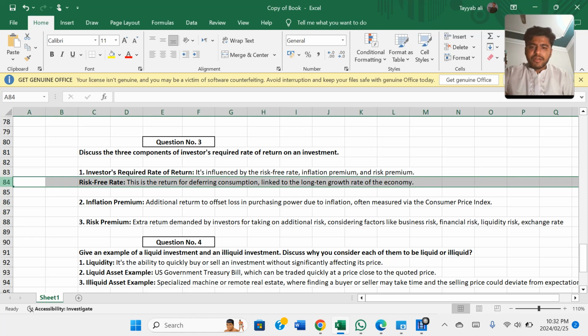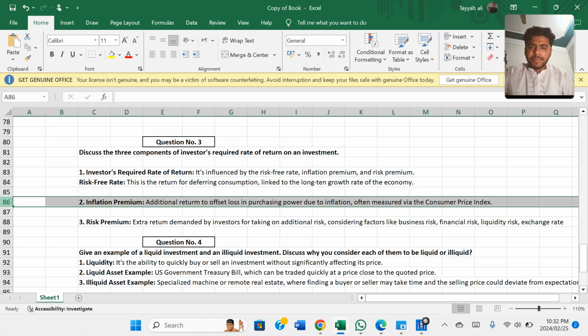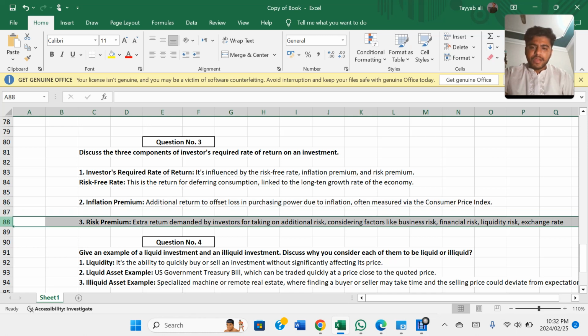Risk-free rate: this is the return for deferred consumption, linked to the long-term growth of the economy. Inflation premium: additional return to offset losses in purchasing power due to inflation, often measured by the consumer price index. Risk premium: extra return demanded by the investor for taking on additional risk, considering factors like business risk, financial risk, liquidity risk, and exchange rate risk.